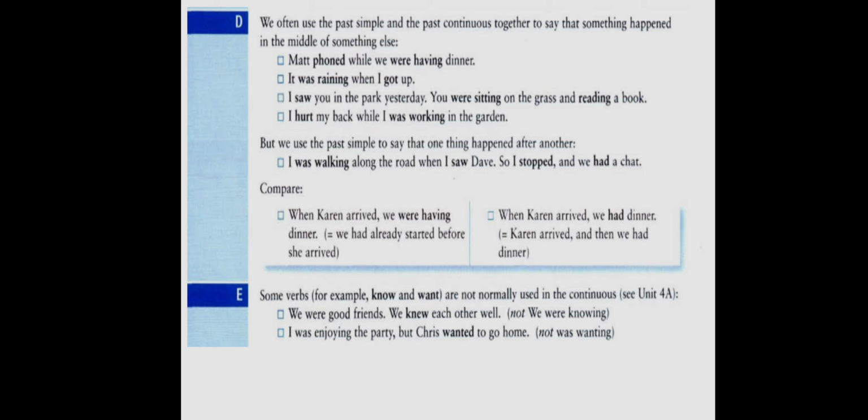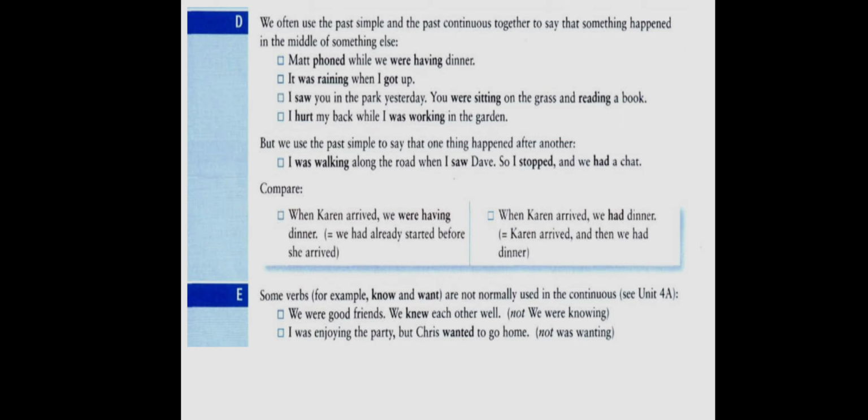If it is "when," then let's see. It was raining when I got up. "When" is followed by "got up," past simple, and the other tense is past continuous. If you compare "while" and "when," you will find the rule is changed. "While" is followed by past continuous and the other tense is past simple. And "when" is followed by past simple and the other tense is past continuous: got up is past simple, and was raining is past continuous.